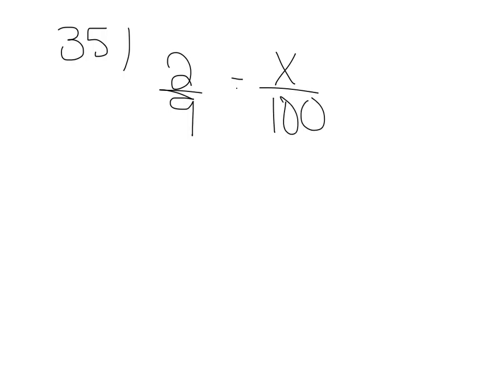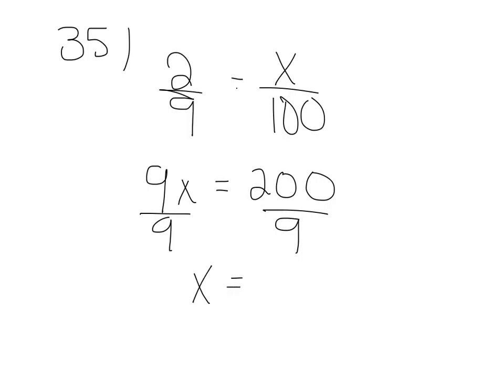And you're going to cross multiply and solve. So I get 9x is equal to 200. Divide by 9. And x is going to be about 22 point something. So when you divide that in, B would be then the correct answer. Okay, so then the next one is 36 and 37. They're actually going to be similar.